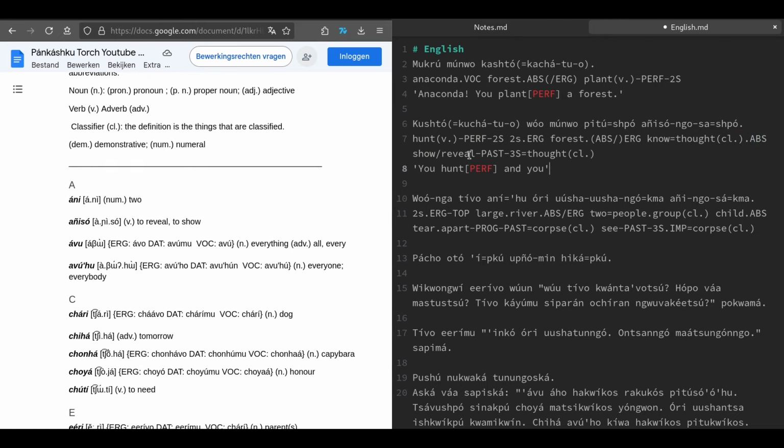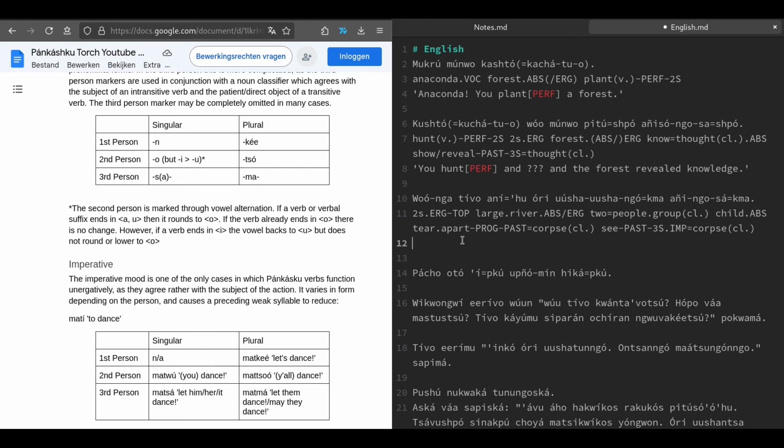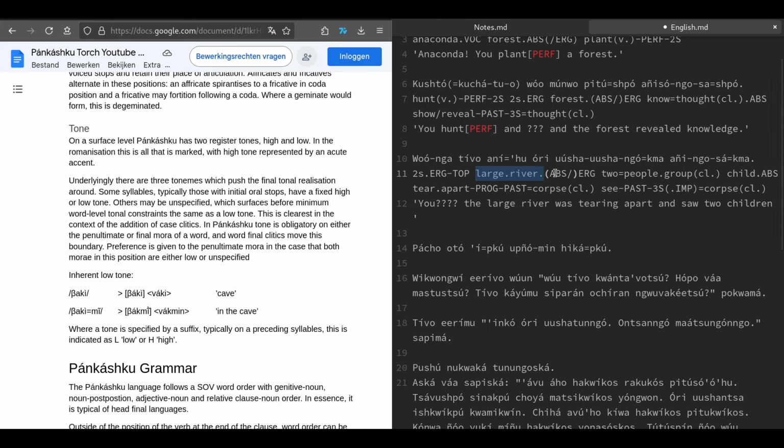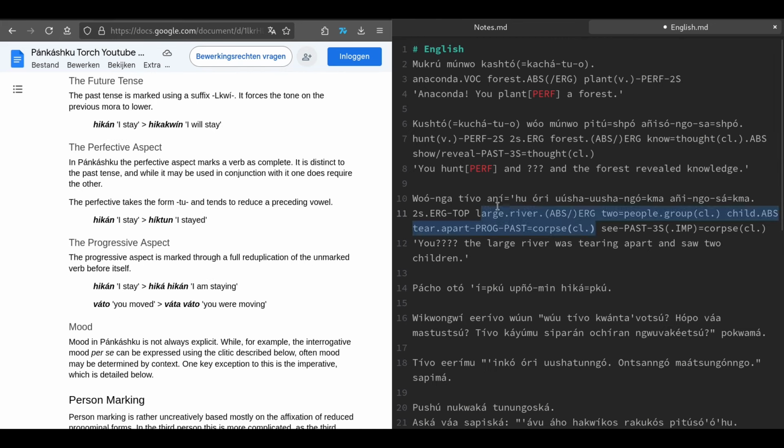I'm a bit confused. Okay, maybe something like the forest revealed knowledge. I think this part is almost definitely correct. Okay, next sentence. You something the large river tearing apart and saw, but the rivers don't see. I'm a bit confused. Okay, so this whole thing is like an inner clause within this outer sentence.